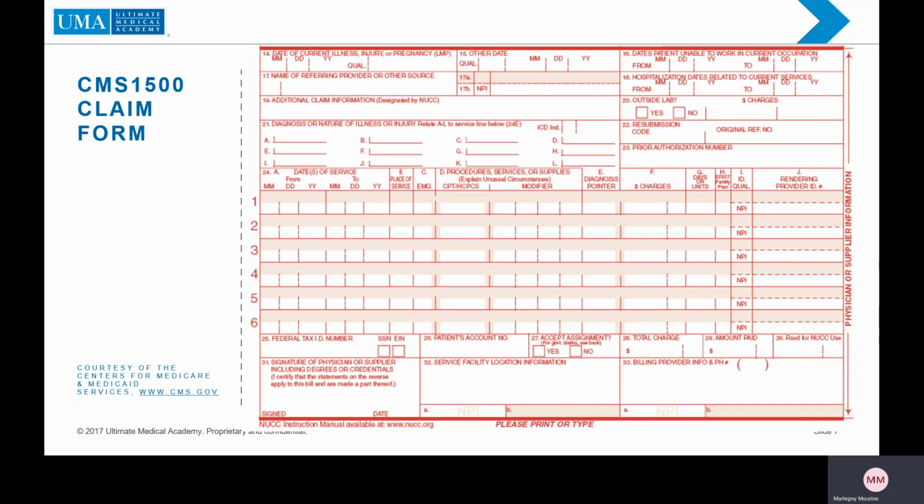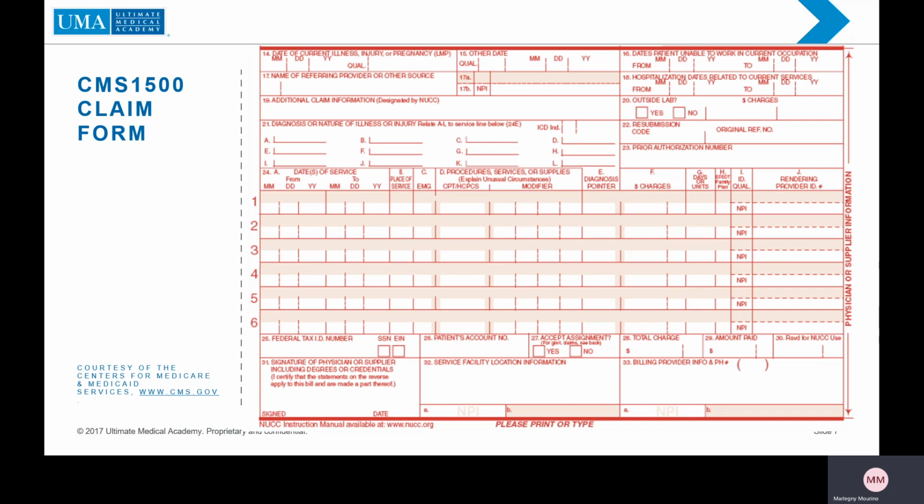For 24F here, we're going to enter our charges. So the charges for each and every one of these services. For every one of the services, the days are our units, so how many units? Okay. For EPSDT for Medicaid, we also have a box here for 24H. 24I, this is our ID qualifier. So you're going to enter a qualifier for the non-NPI number, if applicable.